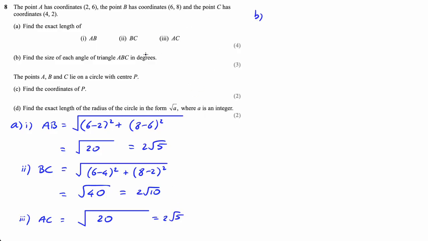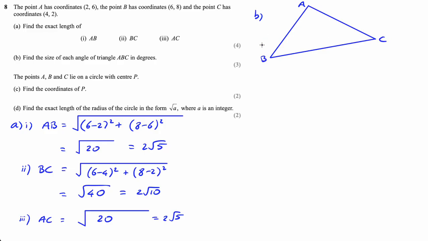Part B. Find the size of each angle of triangle ABC in degrees. Okay, that's quite annoying. It's going to make me do all of this. Okay, fine. Let's go. We'll draw the triangle first, guys. So we'll call it A, B, C. No, actually, sorry, I should do it the other way around. This is A, B, C, because AB is the biggest one. No, sorry, BC is the biggest one.